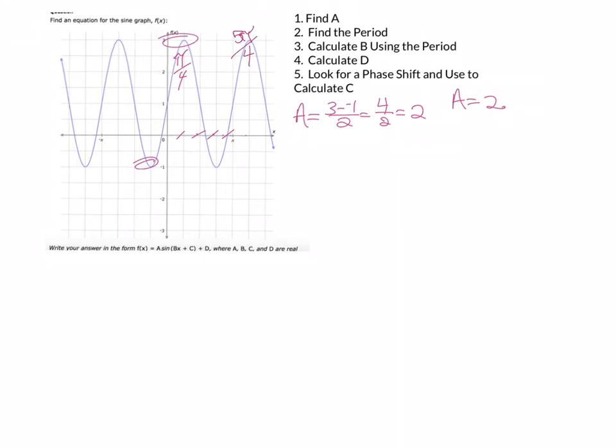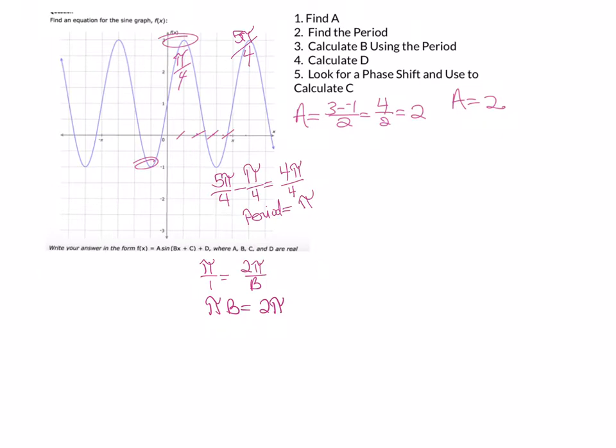So we can use that to calculate our period. So 5 pi over 4 minus pi over 4 gives us 4 pi over 4. Cross out the 4. So our period, don't know why I just wrote all that out, is pi. So now we can calculate b. Pi over 1 equals 2 pi over b. Pi b is equal to 2 pi.